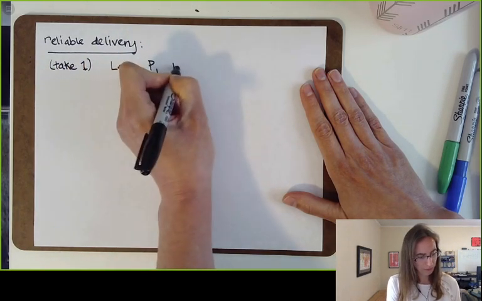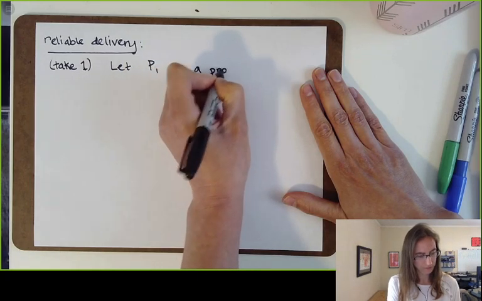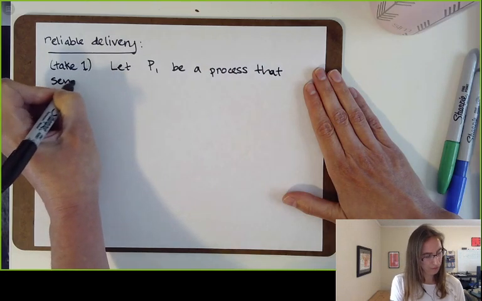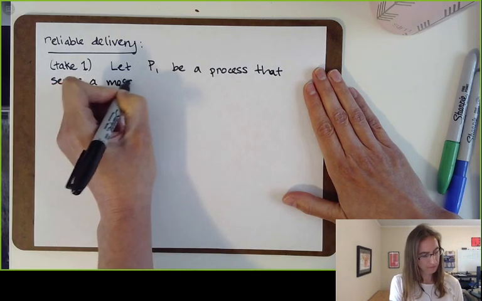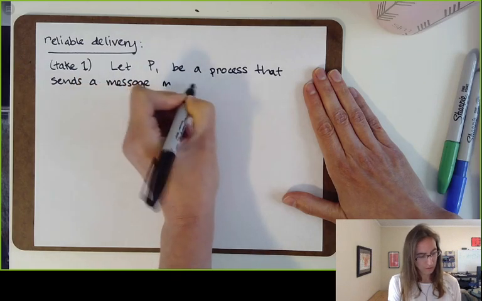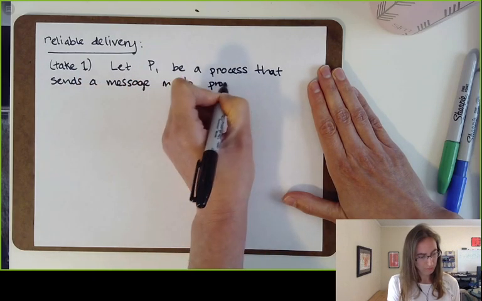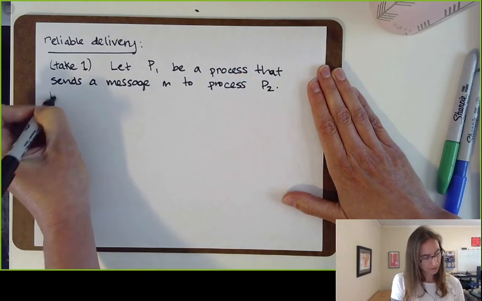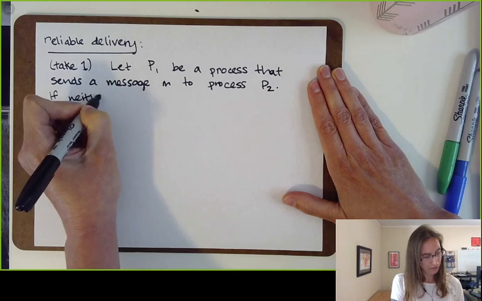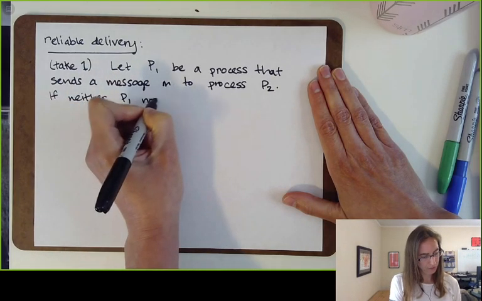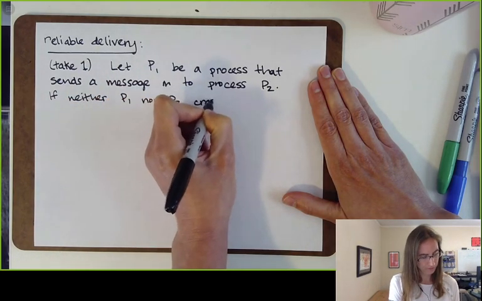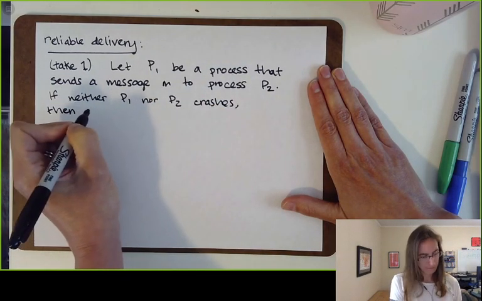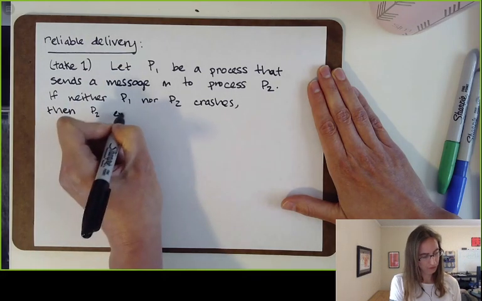We'll say let P1 be a process that sends a message M to process P2. If neither P1 nor P2 crashes, then P2 eventually delivers the message.